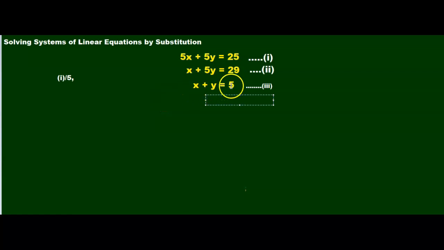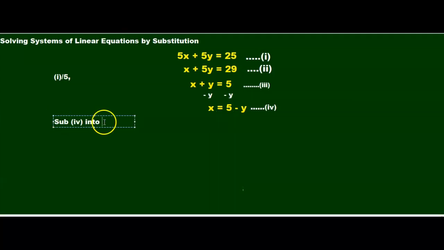So I'm going to have to make this in terms of x equals something or y equals something. I'm going to just make it in terms of x. I'm going to subtract y on both sides, and that results in x equals 5 minus y. I'm going to call that equation 4. Now I can substitute equation 4 into equation 2.